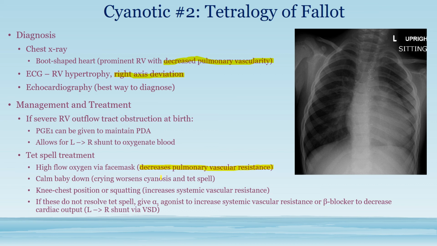Also, crying, as we noticed, worsens the TET spell and cyanosis by increasing venous return, so you want to calm the baby down as much as possible. Also, knee-chest position and squatting, we talked about that, increase systemic vascular resistance. And if these don't resolve the TET spell, you need to do something to non-organically increase systemic vascular resistance. You'll give a drug. An alpha-1 agonist will increase systemic vascular resistance by causing vasoconstriction. That'll cause more of a left to right shunt. And a beta blocker will also decrease cardiac output by decreasing contractility, mainly of the left ventricle, and it will cause more preload and cause more blood to go left to right as well.